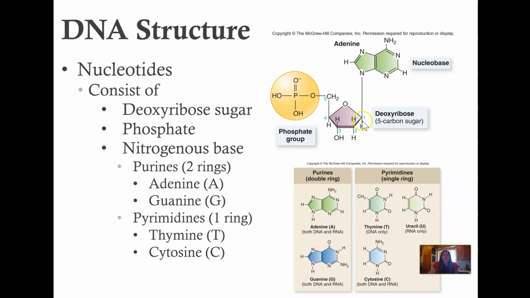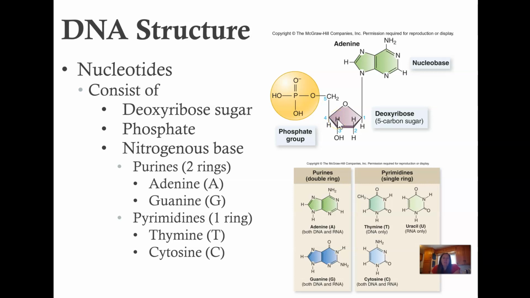You can see that at carbon number 1, this sugar is attached to a nitrogenous base. They're also called nucleobases. I tend to call them nitrogenous bases. And on the 5 prime carbon, the 5th carbon on this sugar, we have what's called a phosphate group attached. So this is our monomer. This is our nucleotide for DNA, and specifically, let's just talk about DNA for now.